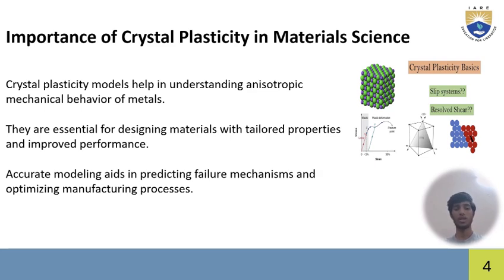Importance of crystal plasticity in material science. Crystal plasticity is important because it helps us understand anisotropy, the directional dependence of material properties. Real metals aren't perfectly uniform. Their properties change with direction because of how atoms are arranged. By modeling crystal plasticity, scientists can predict mechanical behavior more accurately, optimize manufacturing processes, and design new alloys with desired strength and ductility. Ultimately, this modeling improves performance and durability in engineering applications like aerospace, automotive, and nuclear materials.